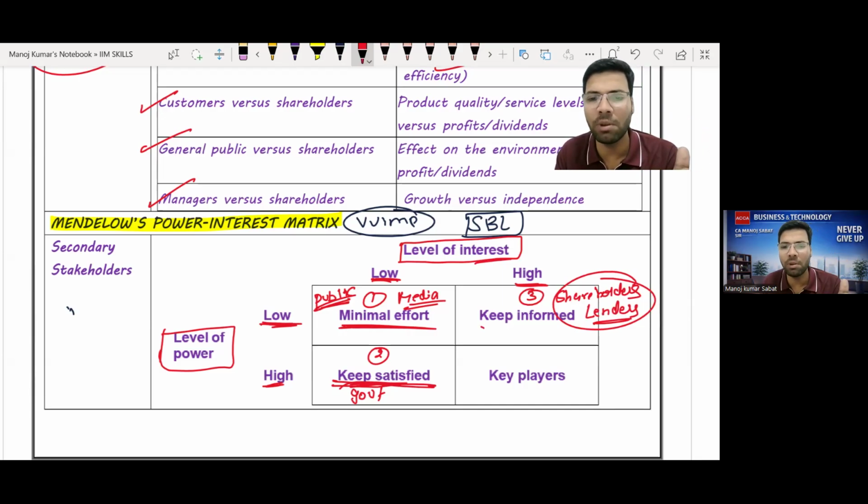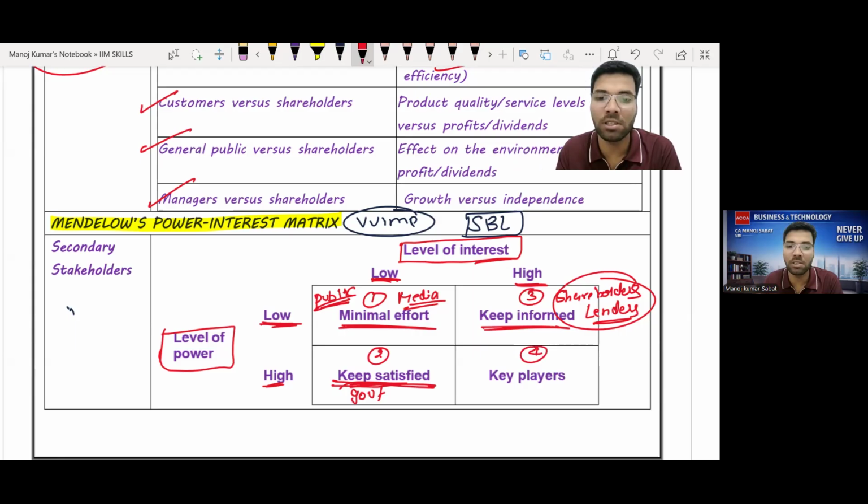So keep them informed. Whatever is happening inside your organization, keep them informed. If a dividend is to be declared, inform your shareholders. Change of directors, inform your shareholders. If there is any alteration in the share capital, inform your shareholders, and so on.